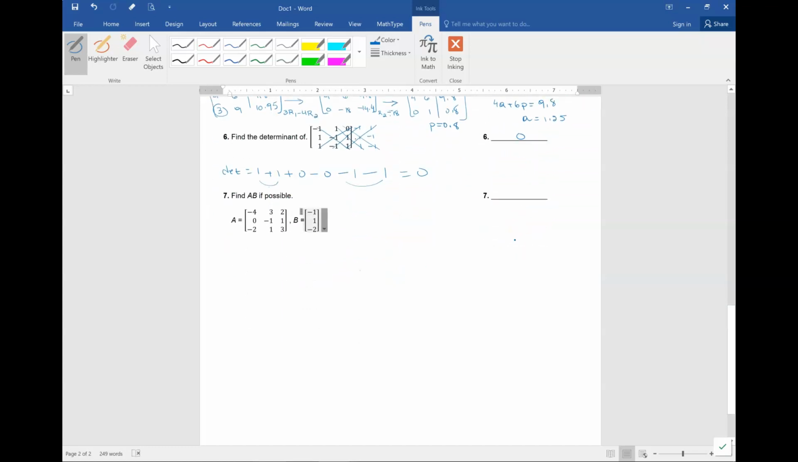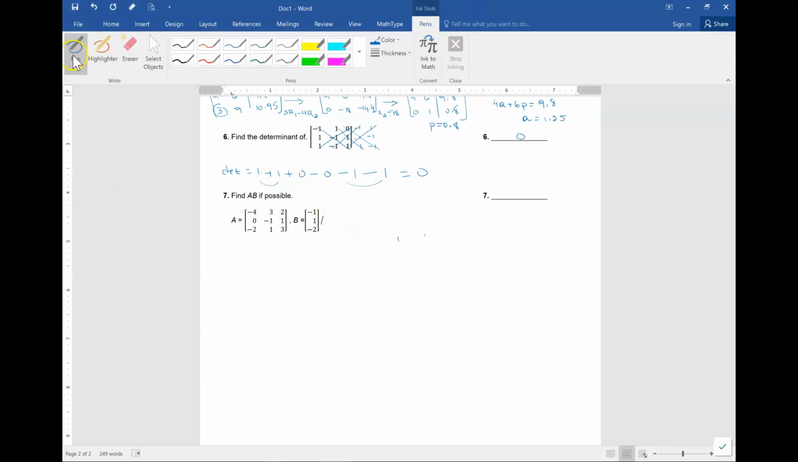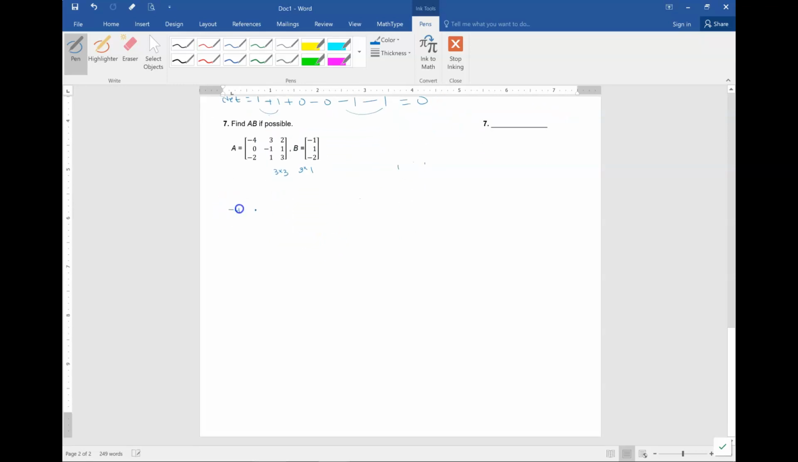Okay, find AB if it's possible. Well, let's see if it is possible. The first one is a 3 by 3, and this is a 3 by 1. So yes, it's possible, and the solution will be a 3 by 1. So when I write these down here, okay, I'm going to get a 3 by 1. Okay, 3 rows, 1 column.